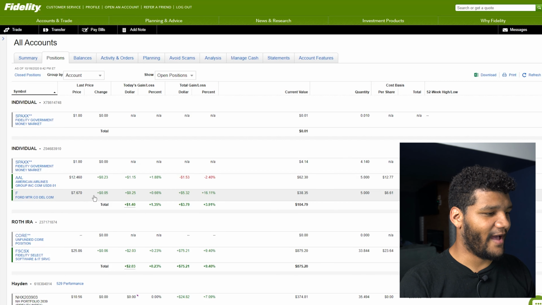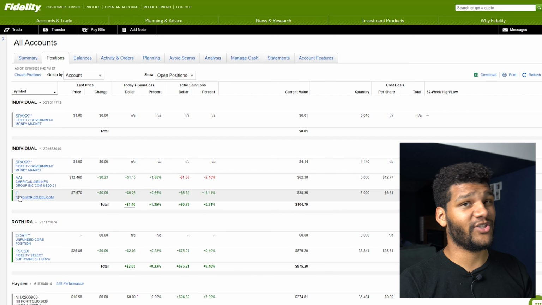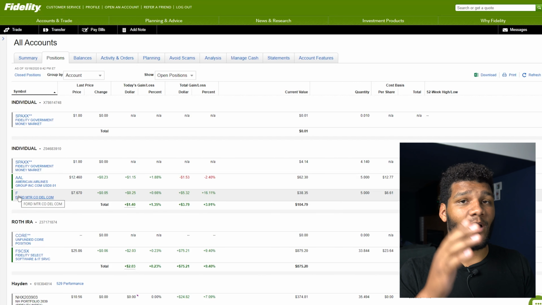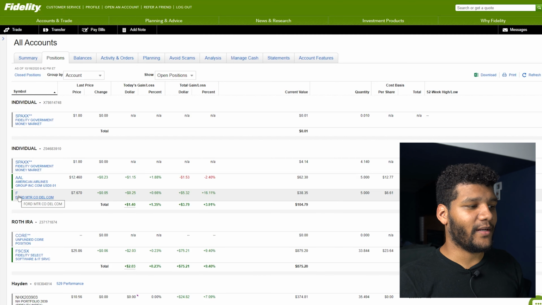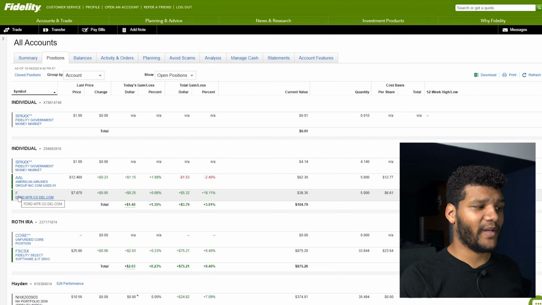Now, I had 60 shares of Ford when I was over in Robinhood, but I'm looking to up that. Probably do something more in the line of 100 shares and stay at that range for a little bit.